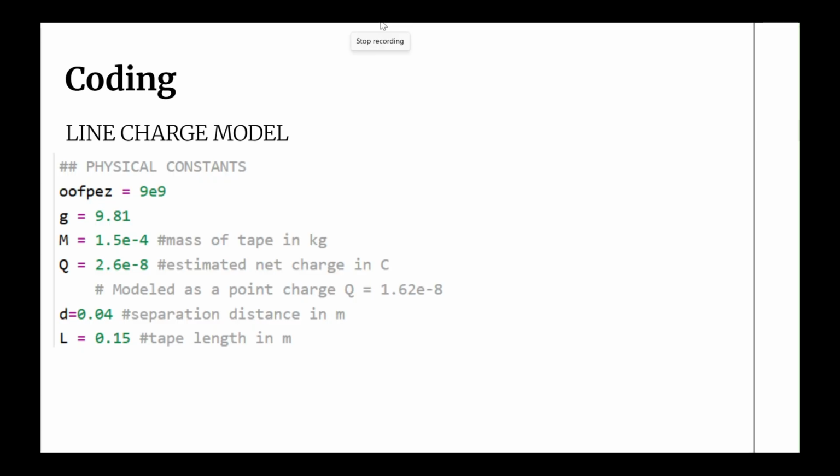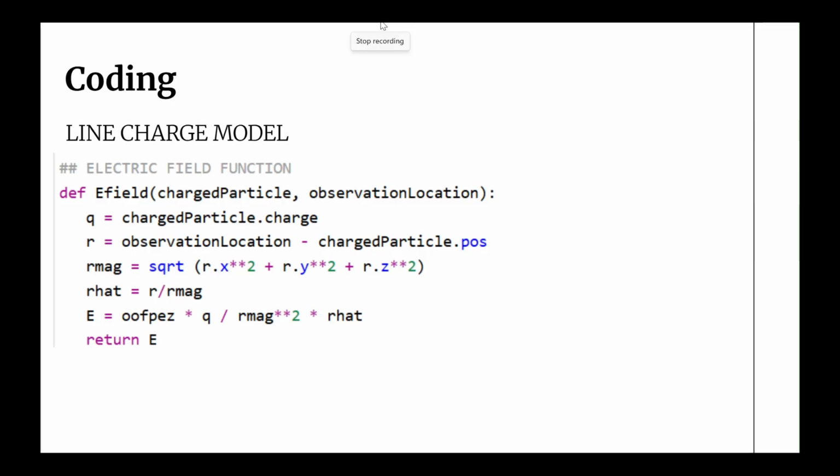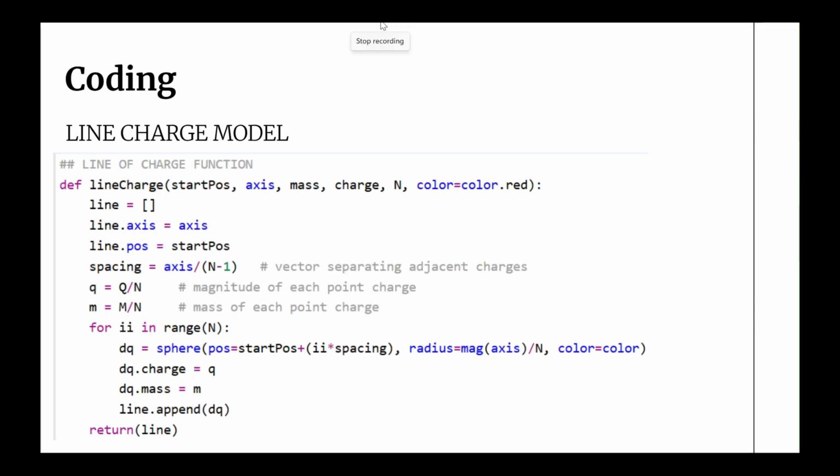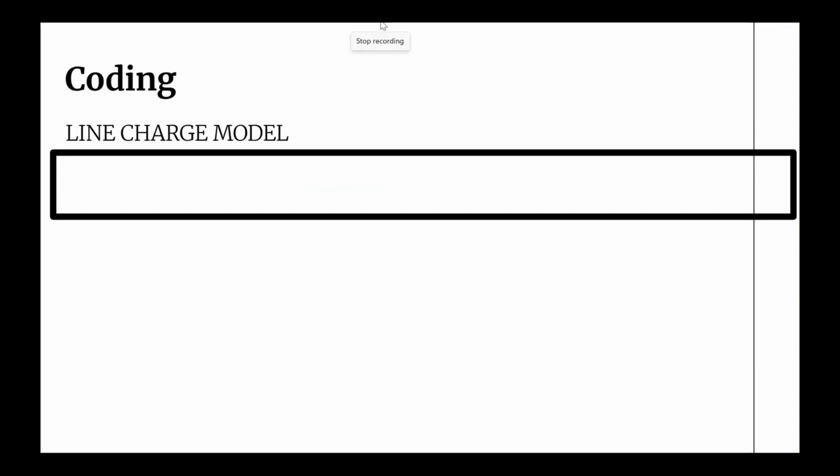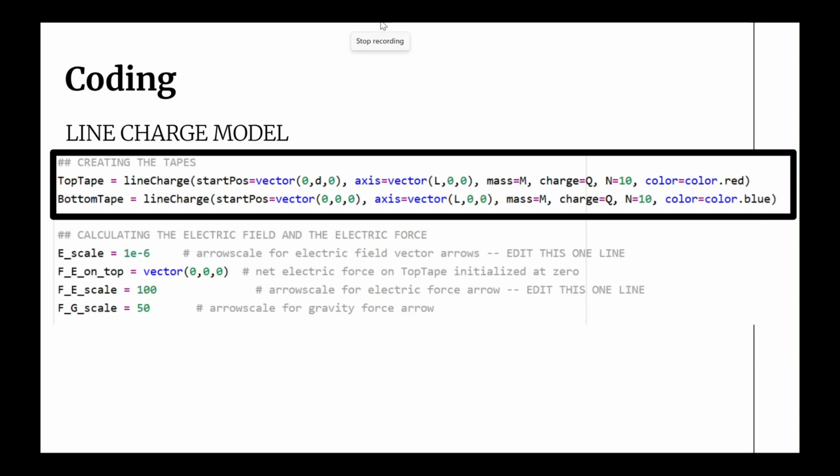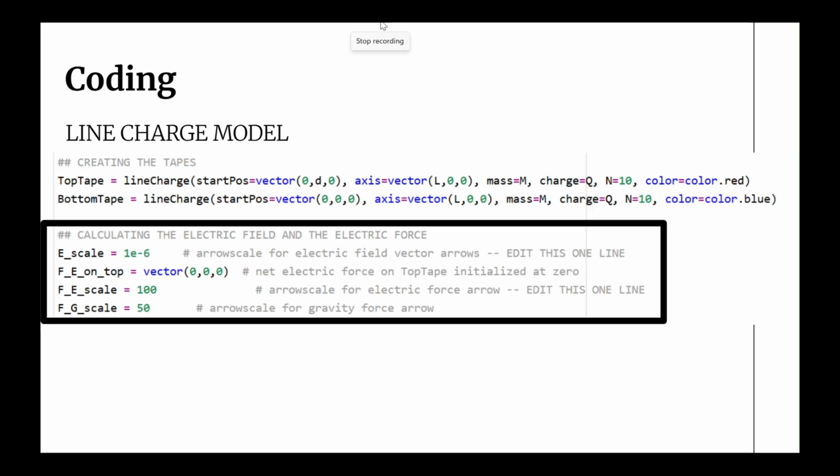Here are the constants. Note that I estimated a different Q than what I found earlier for a point charge. Here's the same function that calculates the electric field from different observation locations. Here's the function that creates the line of charge, which was given to us. This is creating the tapes as line charges. Then we calculate the electric field and electric force.